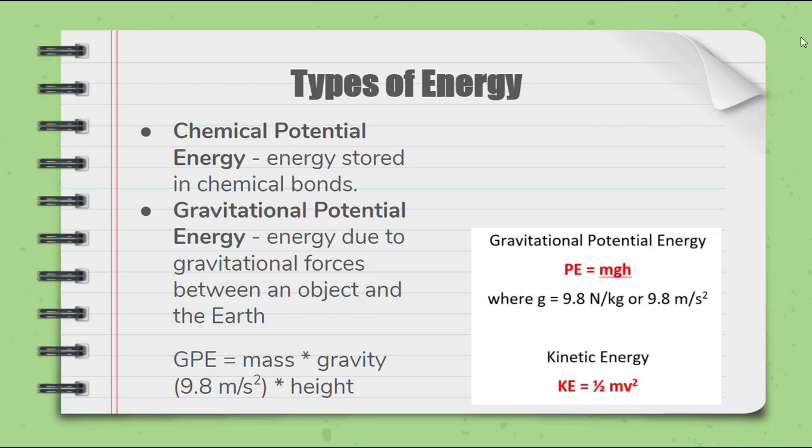Gravitational potential energy is very easy to calculate as well, as it is the mass times the gravity, or the acceleration due to gravity, which is 9.8 meters per second squared, multiplied by the height. So again, you're going to get several different variables, and then you can plug in and solve for the one that you do not know.